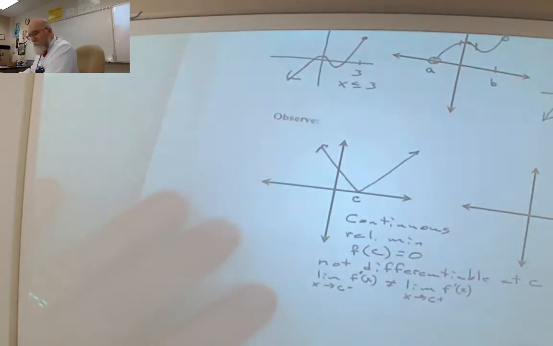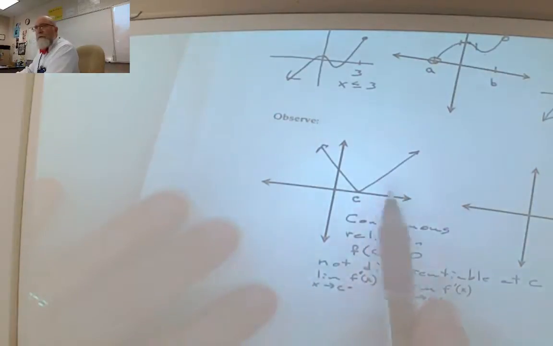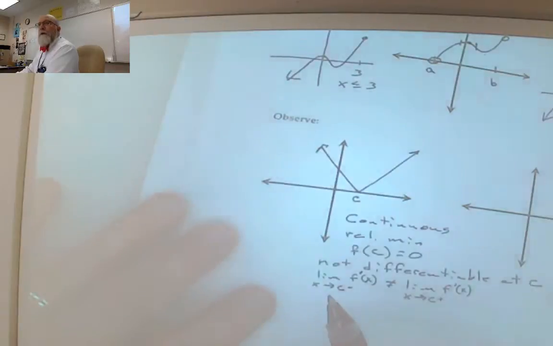Yes, ma'am. It's a relative min because that's the lowest y value on the graph. In this case, it is an absolute min, yes, because it was an open interval. Are they going to dock you whether you say it's absolute or relative? No, okay. But if you're on a closed interval, you know for sure it's absolute, okay.